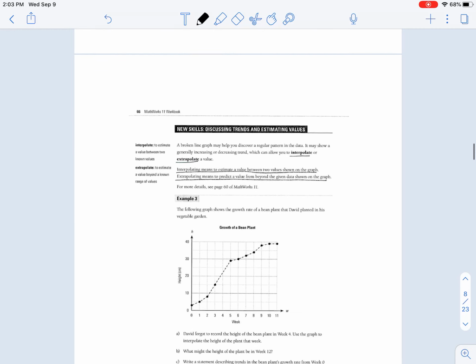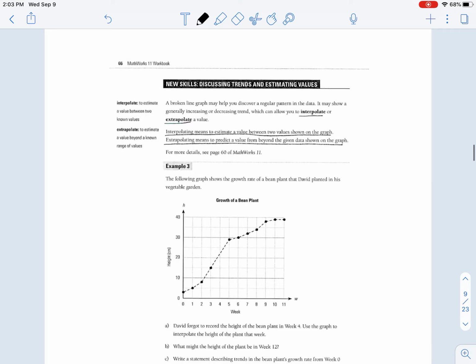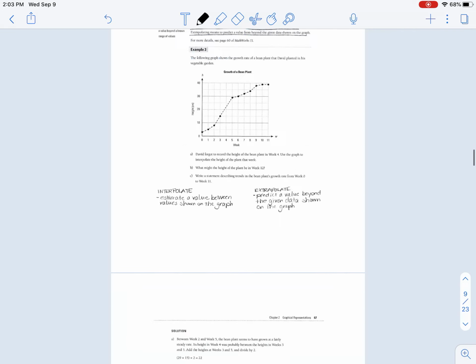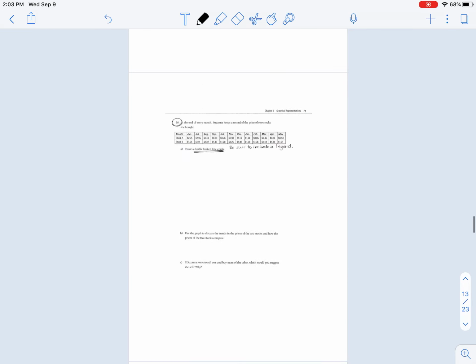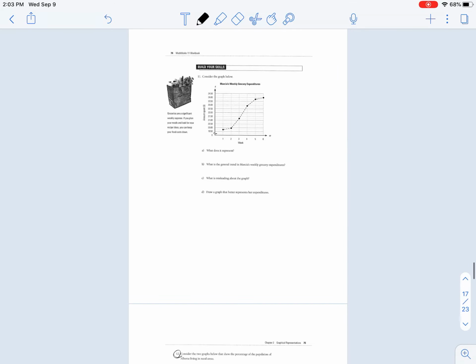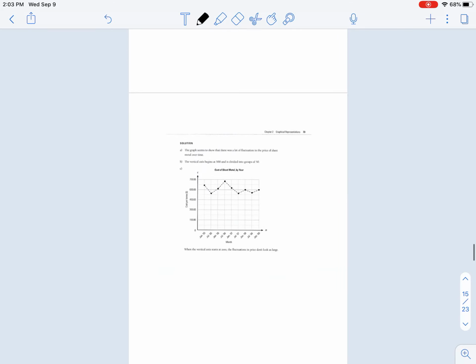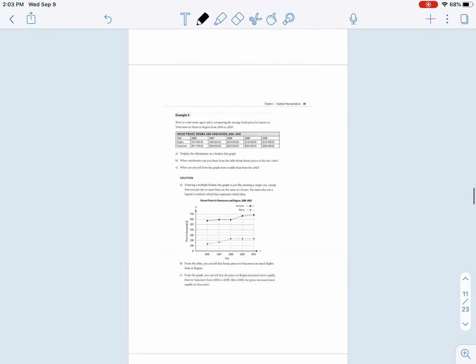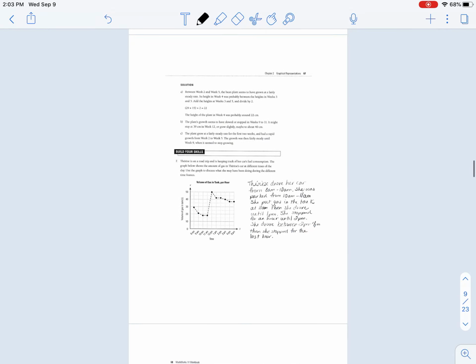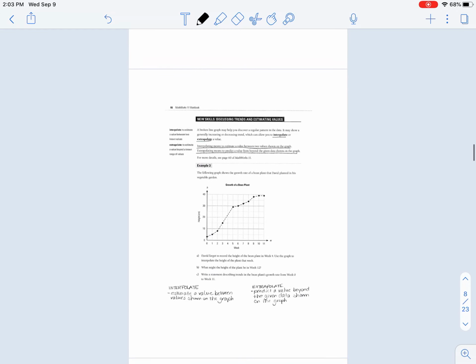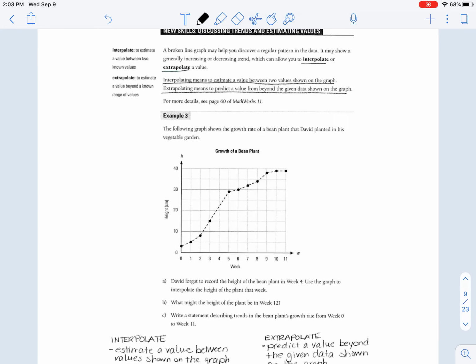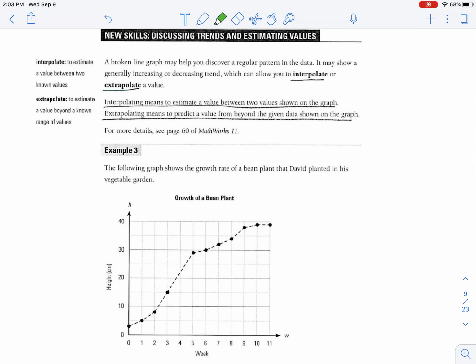So let's discuss a few more things here and then go on. So you should technically be able to do most of these questions at this point, okay? They're all very, very similar, so I'm not going to go through every single question with you, but we are going to talk about a few more. So here, a broken line graph may help you discover a regular pattern in the data. It may show a general increasing or decreasing trend, which can allow you to interpolate or extrapolate a value.